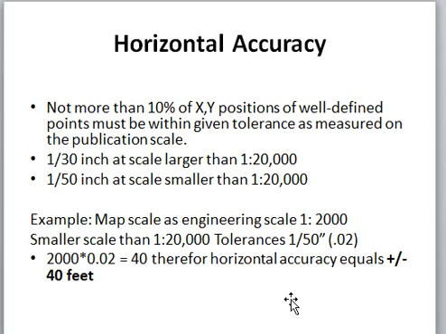So if they measure 100 poles and 90 of them come in at 39 feet or less, then I have a horizontal accuracy on my map. So she doesn't ask about that, but I know that you'll see that on maps. They'll talk about that horizontal accuracy.